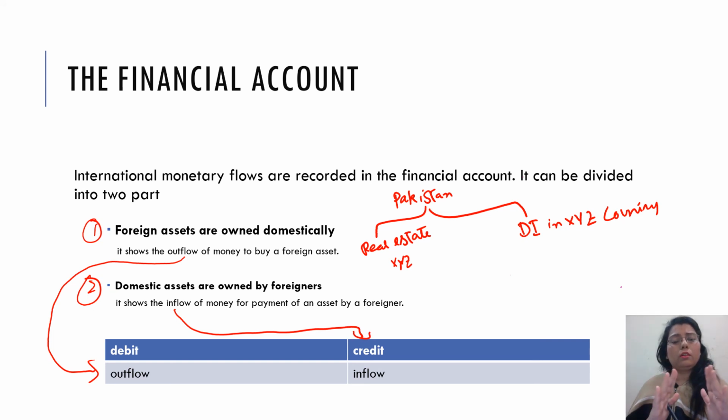So on the whole, on analyzing these changes, we can see whether the country is selling more assets or whether the country is acquiring more assets. It will tell the picture of whether the country is selling or buying more assets.